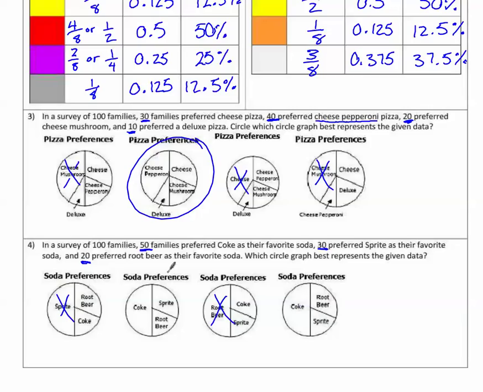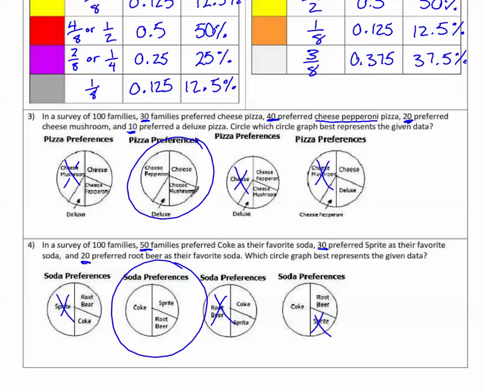So now for this problem, we had to go, okay, well, we know 50 is the biggest. We're down to 2 answers. 30 is the second biggest, and that's Sprite. Sprite is the second biggest here. Sprite's not the second biggest here. So it should have been that one for your answer.